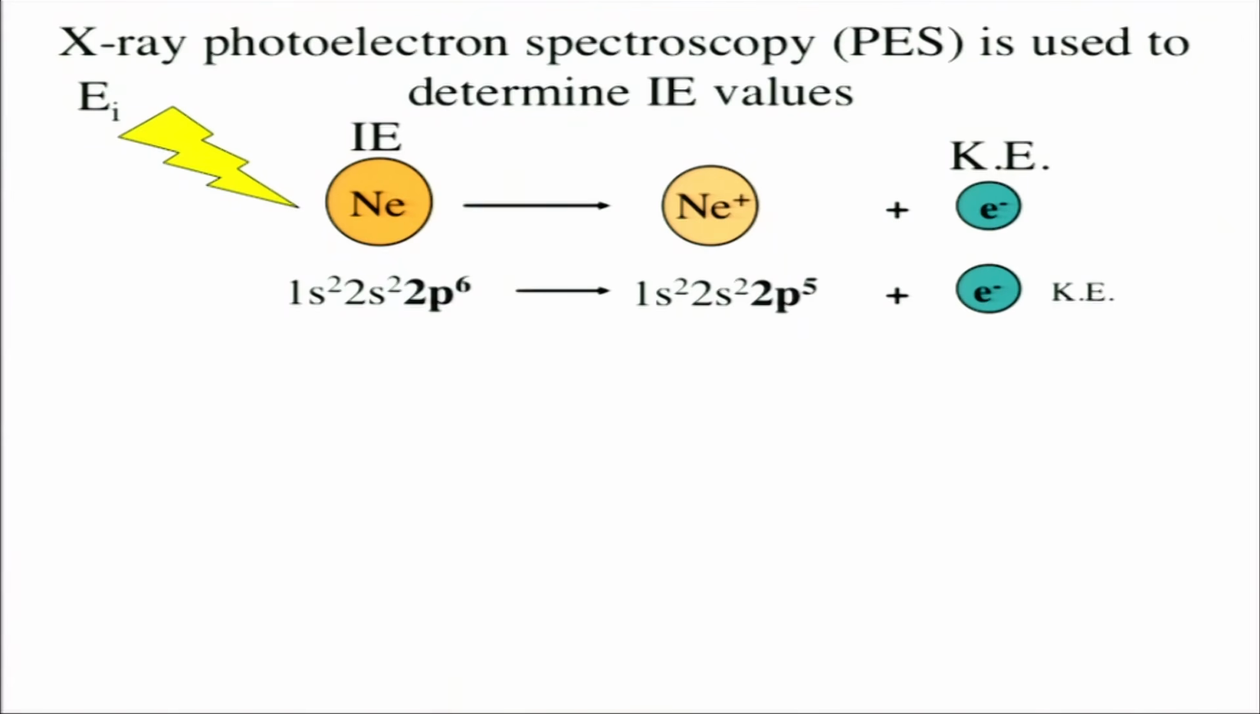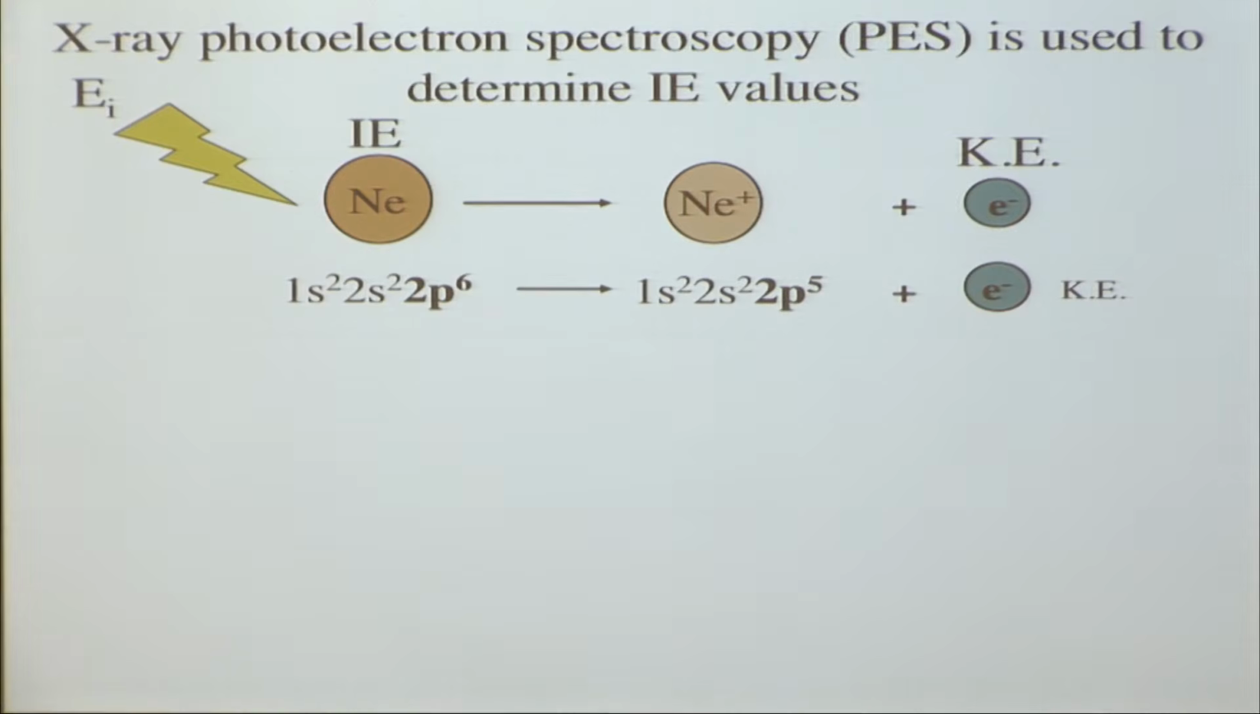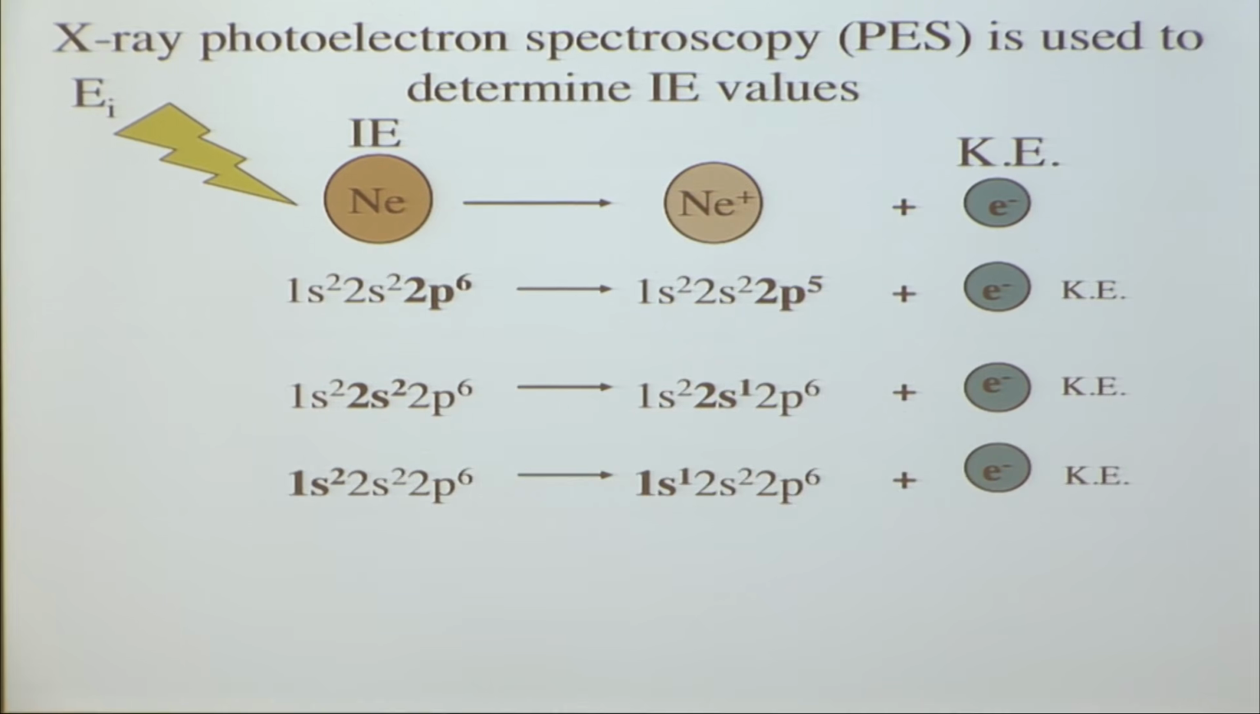So let's look at this experiment and think about the electrons being ejected. So we have, again, our neon configuration, and we'll lose one electron from P here, and it will have a velocity and a kinetic energy. We can also think about losing an electron from S, and we're just going to lose one electron per shell here. And we can lose an electron from the 2s and the 1s, and all of those should have distinct velocities and distinct kinetic energies.